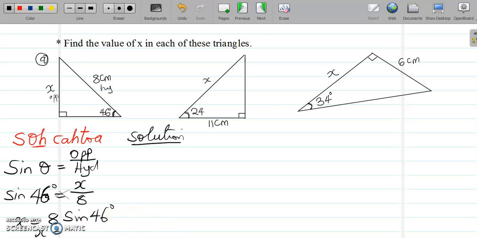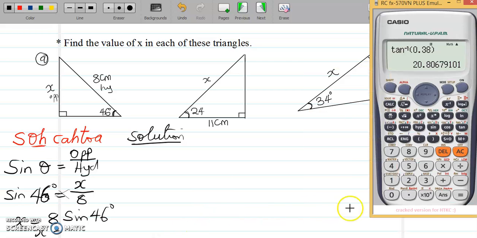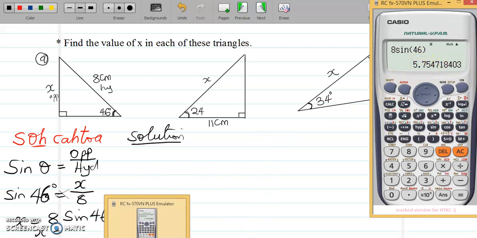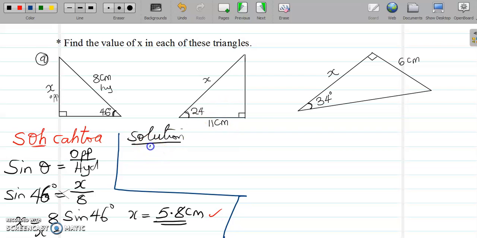So 8 times that will give me what? Check. 8 sine 46 gives me 5.7, approximately. We can have that as 5.8. So that gives me that my x value is 5.8 cm. That's that. Okay, now the next one I'm going to solve is part B.